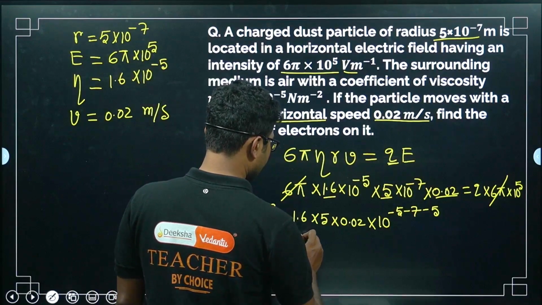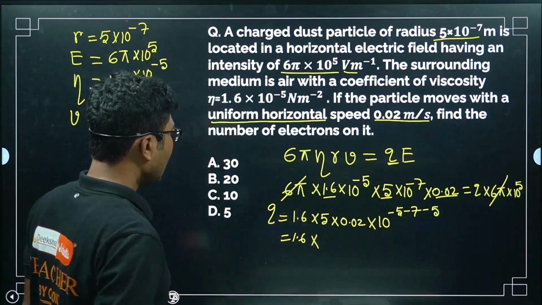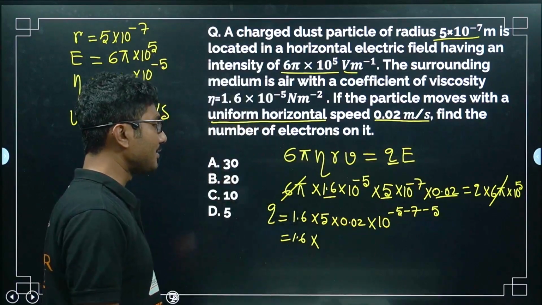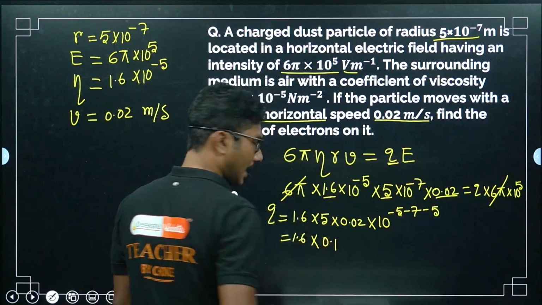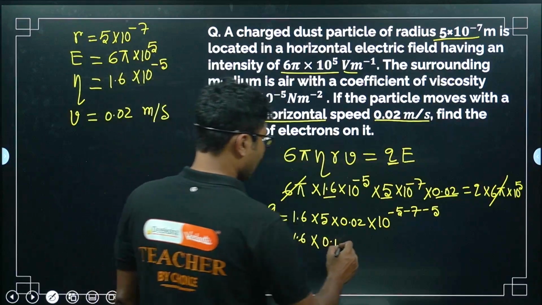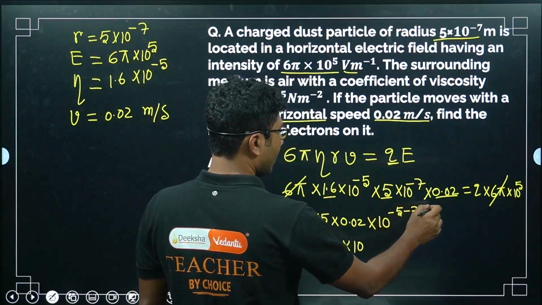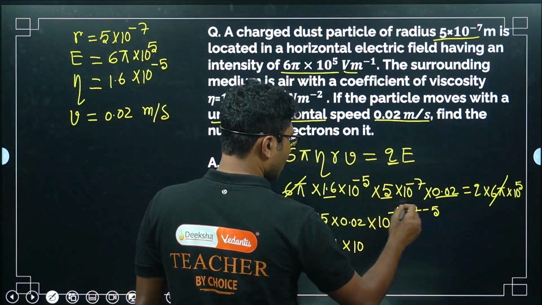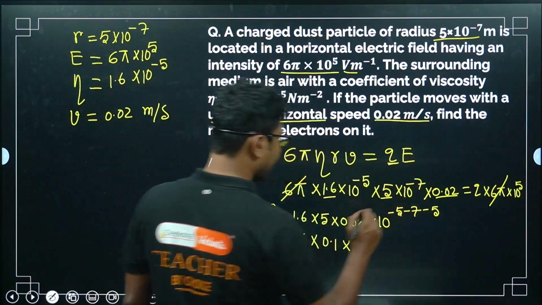It will be 1.6 times, so if you see 5 times 0.02, 5 times 0.02 means it will be 0.1, right, times 10 to the power. What is the value of 10 to the power here? Minus 5, minus 10, minus 7, is minus 17. So the total is minus 17.